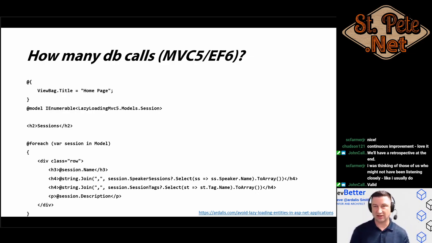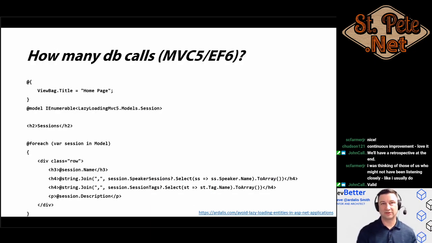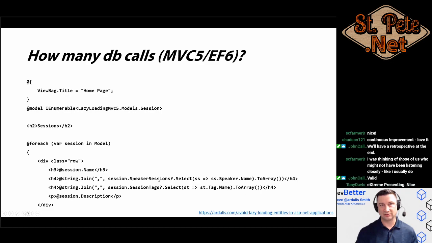And you can answer in the chat if you want, or you can just think to yourself, come up with a number. Remember, there's three sessions, two speakers, two tags. Here's the code. It's saying, go get me the session that's in the model. It gives a list of sessions, and then show me the name, and then get speaker sessions, select the names, speaker session tags, select the tag name, right? This is all the code, and show the description.